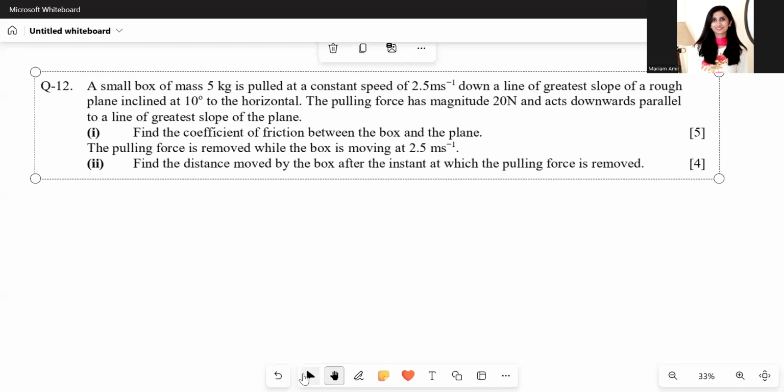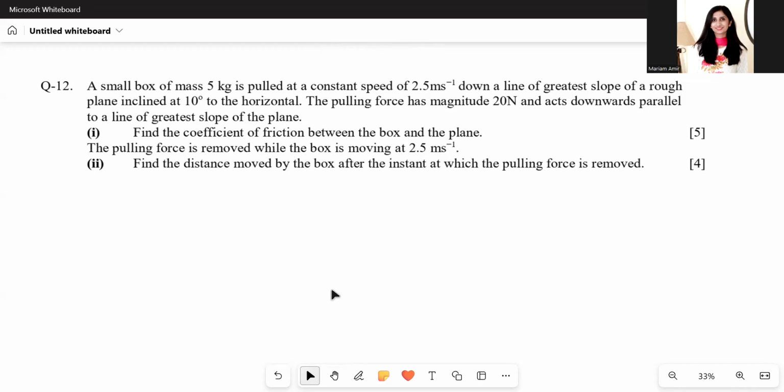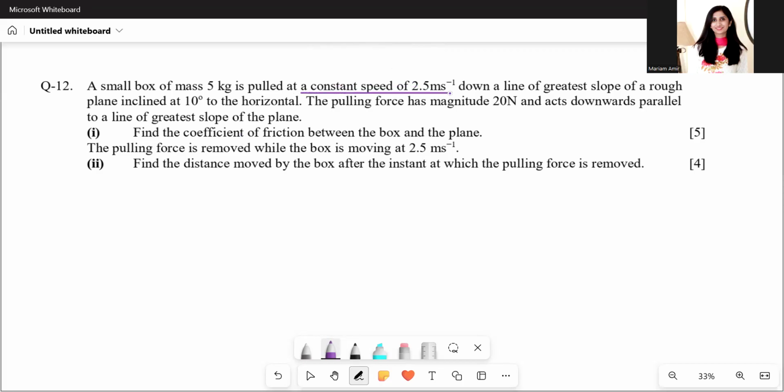This is question 12 on the worksheet on forces on inclined plane. A small box of mass 5 kg is pulled at a constant speed of 2.5 meters per second. Okay, constant speed means acceleration is 0. Down a line of greatest slope of a rough inclined plane. Rough inclined plane means there's definitely friction, which is equals to mu R.